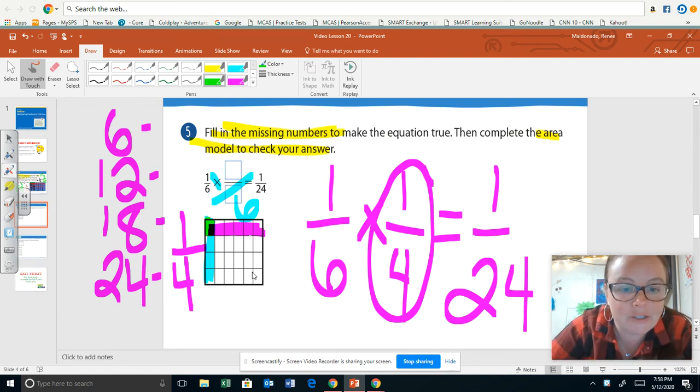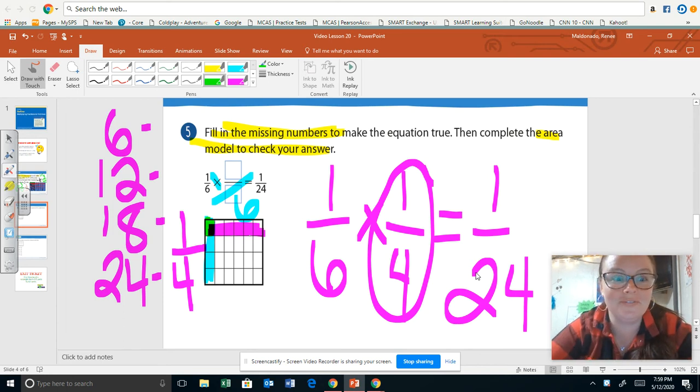Now, how many total parts do I have? I have 4 rows of 6. That's like skip counting by 4s. That would be 24. So my area model here represents what happened in my equation. Width of 1/4, length of 1/6. When I shade it in, 1 part in common out of 24 total. 1/24.